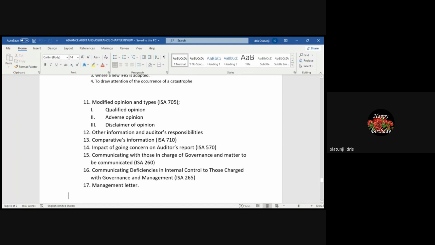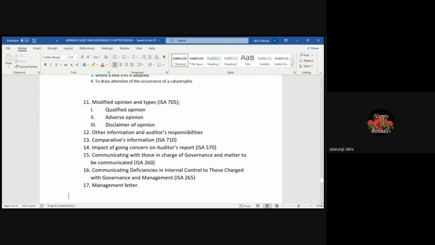Then other information and the auditor's responsibility. What are the other responsibilities of an auditor? Detection of fraud. These are the other responsibilities of the auditor. So then let's proceed.